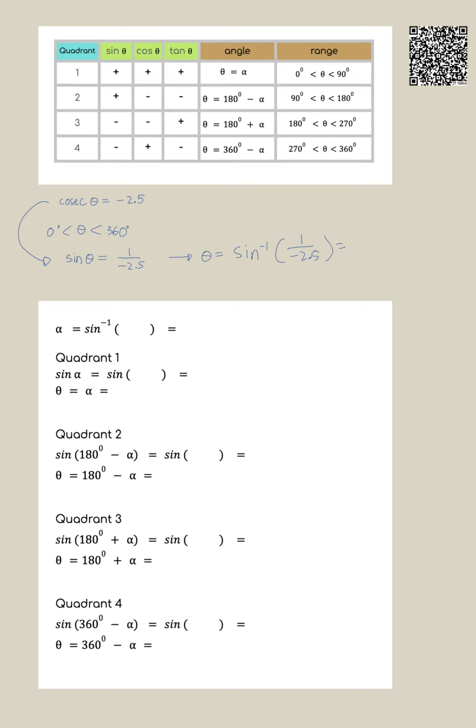And how much is that? We can simply use the calculator. Press inverse sine of 1 over negative 2.5, then close the bracket. You get negative 23.58 degrees. Now, is the problem solved? No, actually, this answer is wrong because it's not between 0 and 360 degrees, which is specified by the question.